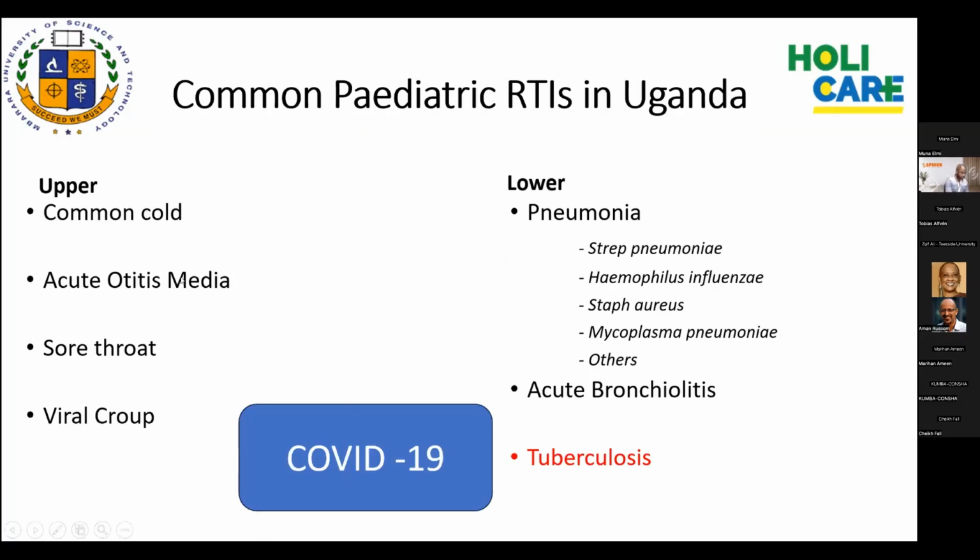I will re-echo this: in Uganda, the respiratory tract infections are not really different from Senegal and other places. But pneumonia forms the majority of the lower respiratory tract infections, as well as bronchiolitis. I have put tuberculosis in red because it's also a big infection in this region, but I'm not going to discuss it further.